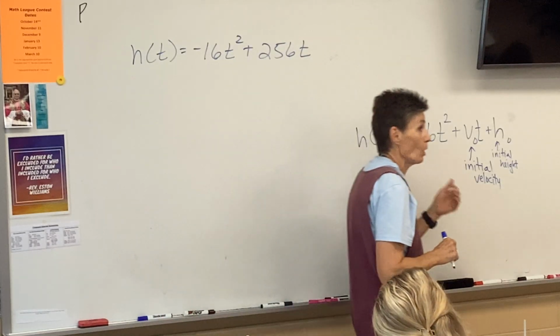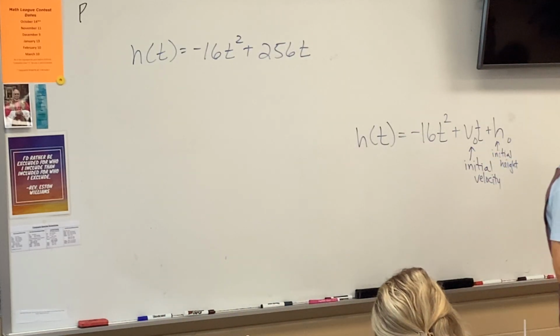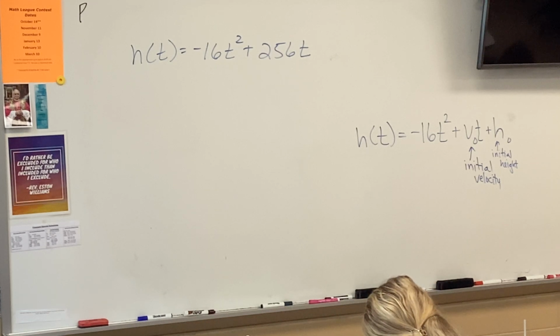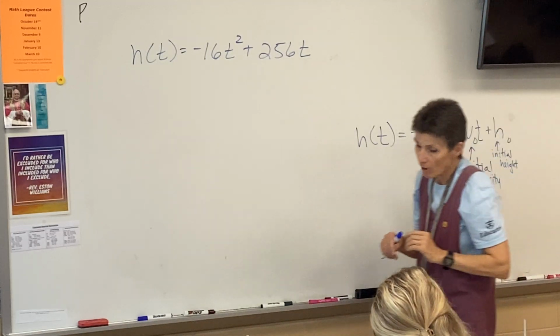If we were launching something off the top of the building, then the initial height would be 18 feet or however tall the building was. But this one's on the ground. Okay, so there's our formula.